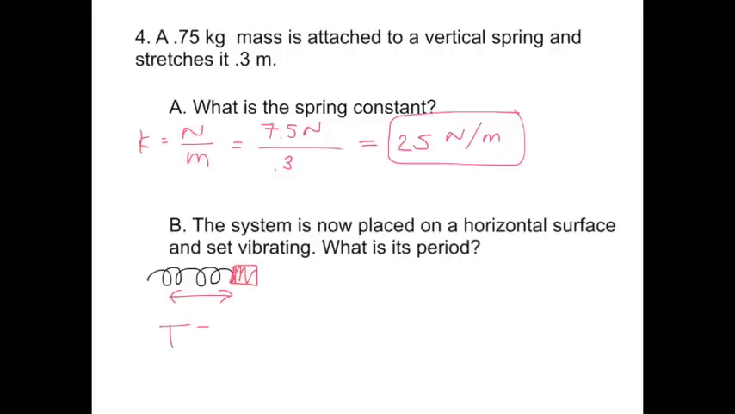So T is equal to 2 pi times the square root of m over k, and we solve for all these variables now. I can plug in 2 pi square root of 0.75, which is the mass, divided by 25, which I just solved for in part A, that's the k value. And then by simplifying, I get that the period is equal to 1.1 seconds.